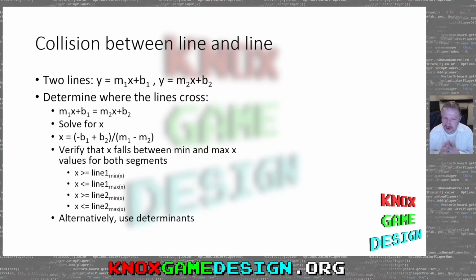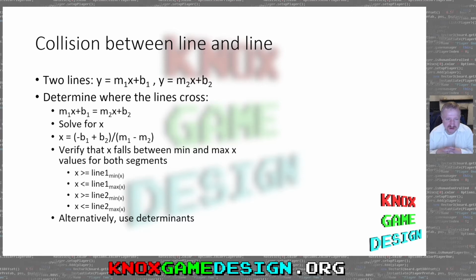To determine whether two lines cross, you can use the same y equals mx plus b format for the line. Take the mx plus b for the first line and test equivalency to the mx plus b for the second line, because they both equal y. If you assume they both equal the same y, then you can test whether they collide by testing that other portion, mx plus b. So we have m1, the slope of the first line, times x plus b1 equals m2, the slope of the second line, times x plus b2.